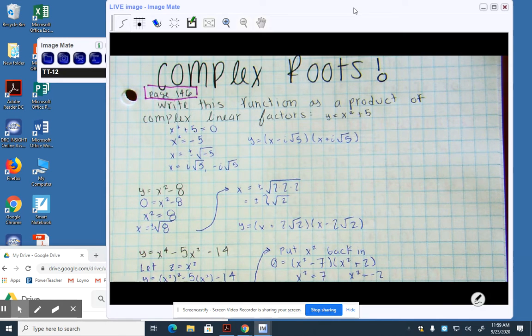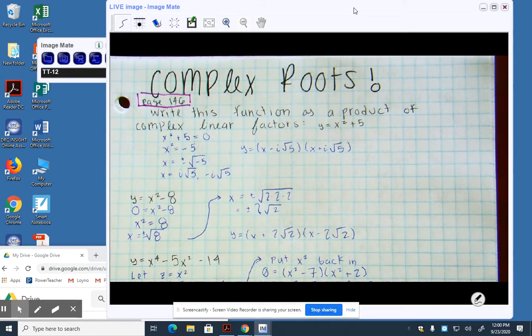All of these examples that I'm going to go through are from pages 146, 147 and 148 in your textbook. So if you don't understand this video or you don't like looking at my notes page, go look at the book to follow along. The whole process of what we're going to be doing is looking at polynomials and looking at their complex roots.